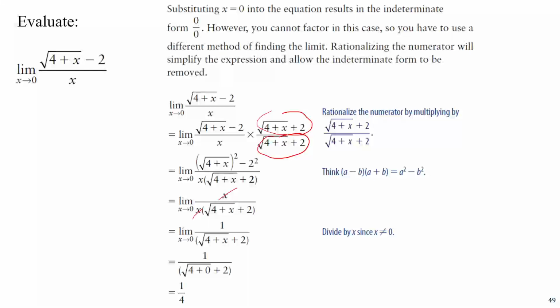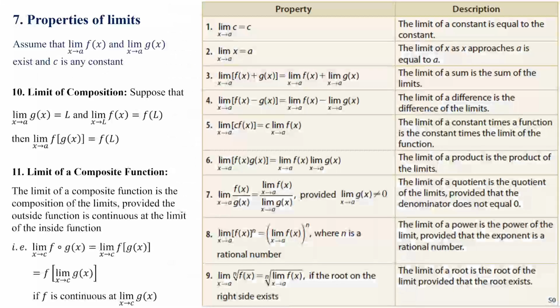Alright, next let's have a look at some properties of limits. These are the commonly used properties of limits. You can use them to help you find the limit of a given function. So let's briefly go over all the properties here. First, the limit of a constant is equal to the constant. So the limit of a constant number c when x approaches the number a is always the constant itself.